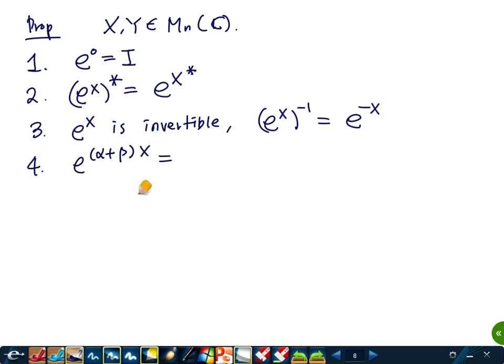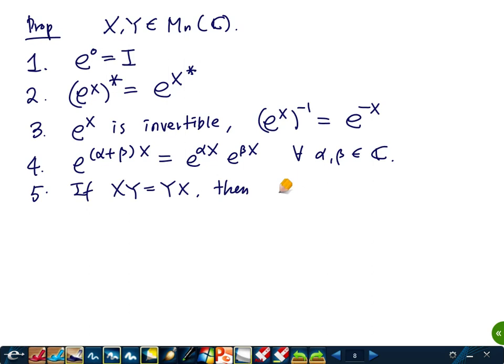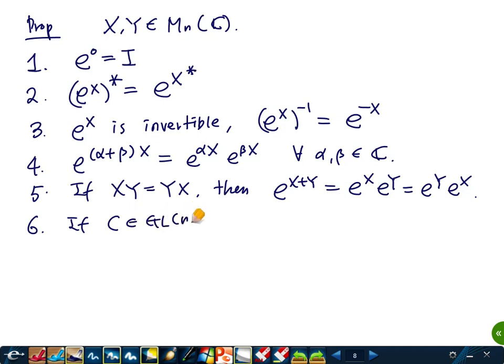Fourth, for complex numbers alpha and beta, we can separate this like a usual exponential rule, for all alpha, beta in the complex numbers. Fifth, if X and Y commute like this, then e to the X plus Y equals e to the X times e to the Y, and of course e to the Y times e to the X. Sixth, if C is an invertible matrix, then e to the C X C inverse is equal to C e to the X C inverse.